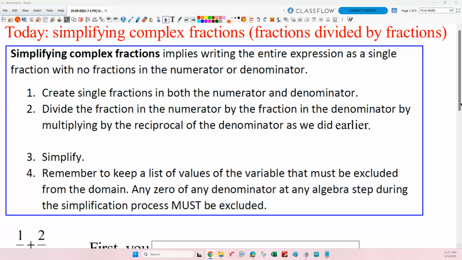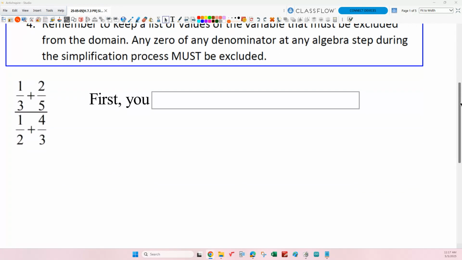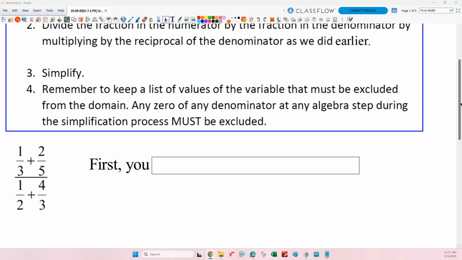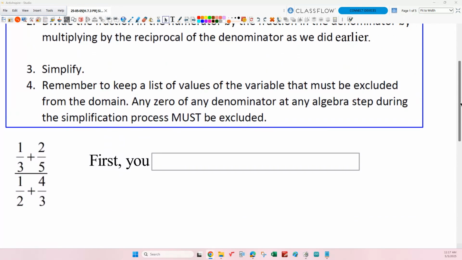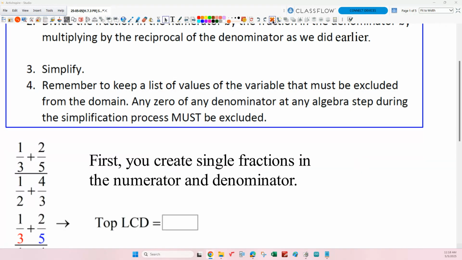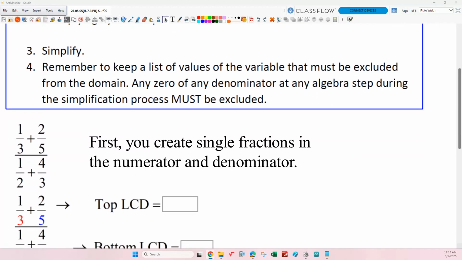Okay. If we look through this example, what would our first step be? Find common denominators. Yeah, we want to find common denominators to do what? We want to get this to be one fraction and this to be one fraction. So first, you create a single fraction in the numerator and the denominator.